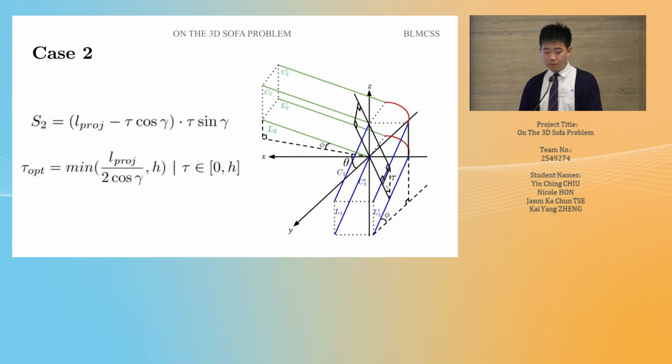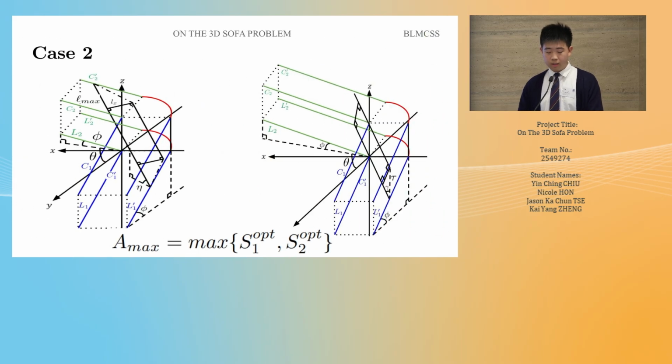For case 2 rectangle, we first denote tau as the vertical distance between the floor and the point where the rectangle touches the H1. Then by differentiating S2 with respect to tau, we find S2 optimized. The total A maximum, which is the area constraint, is the larger one of the 2 optimized expressions.